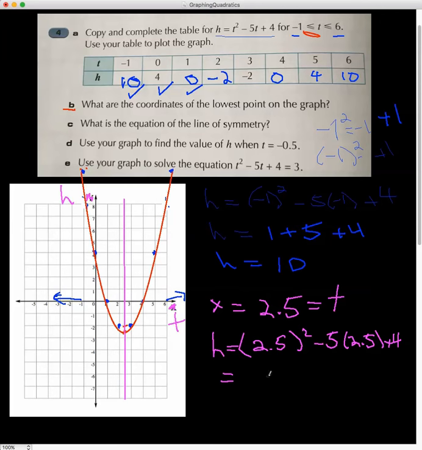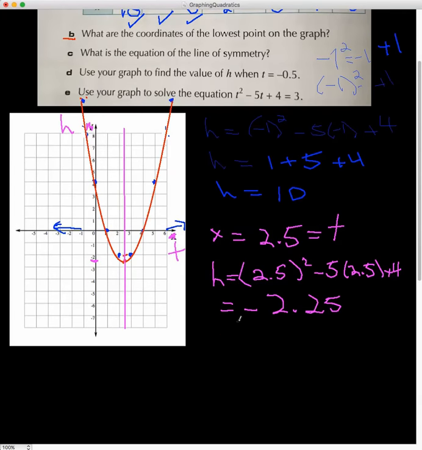And if you do this on your calculator, you should get, let me check, it becomes negative 2.25. So let's see if that's about right. Yeah, that's about right. Negative 2.25 is about there. So to write this as your final solution, if they ask you for a coordinate, you always have to write it in this form here. 2.5 comma negative 2.25. Okay, so that's our coordinate, x y.